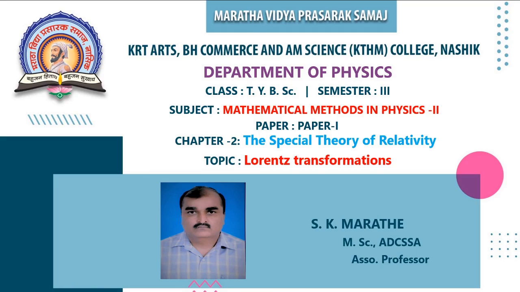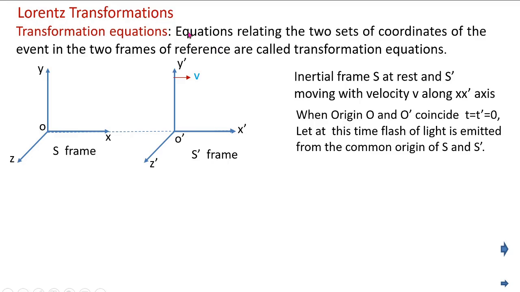Let us start. In the first lecture of this chapter, we have seen transformation equations. The equations relating the two sets of coordinates of the event in two frames of reference are called transformation equations. In that lecture, we derived the Galilean transformation equations, which are based on Newtonian relativity. According to Newtonian relativity, time is absolute. Therefore, in the Galilean transformation equations, t is equal to t dash all the time.